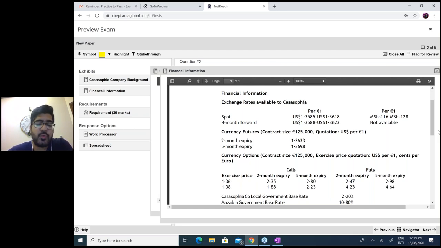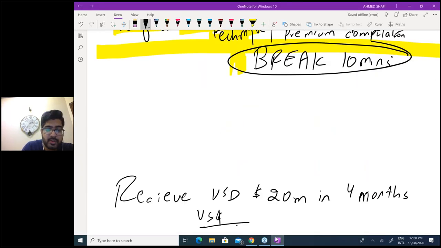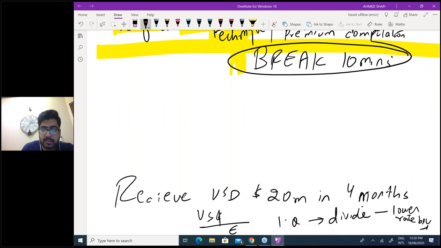Okay. So see, the people who are worried, two rates are given. When you are given 4-month forward rates, it's US dollar 1.3588 dash US dollar 1.3623 per euro. So euro is coming in the denominator, it's per euro, right? The rates are US dollar per euro. So euro is coming in the denominator. It's an indirect quote. Divide. Lower rate, buying. Higher rate, sell. Agree?